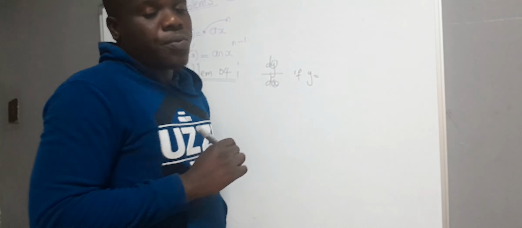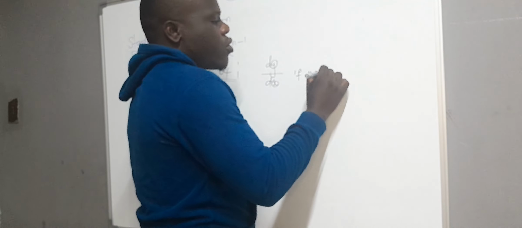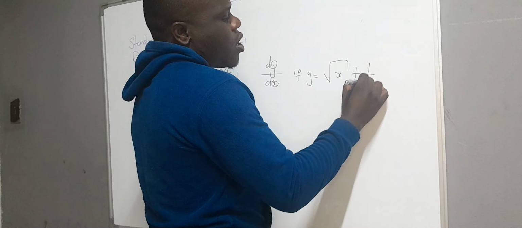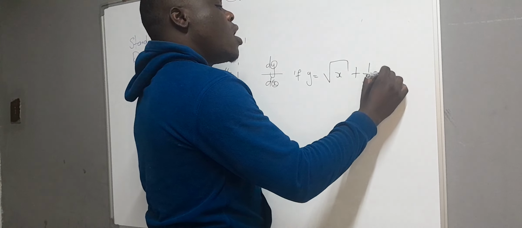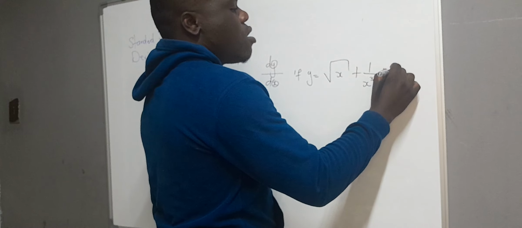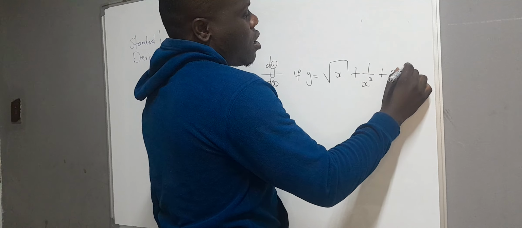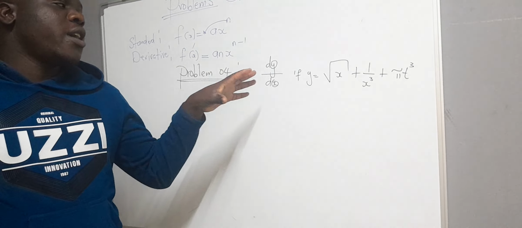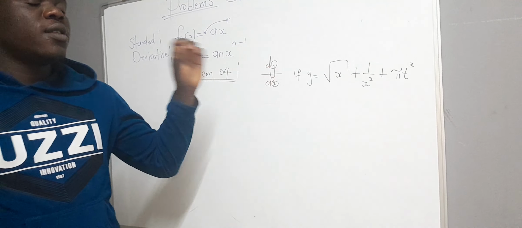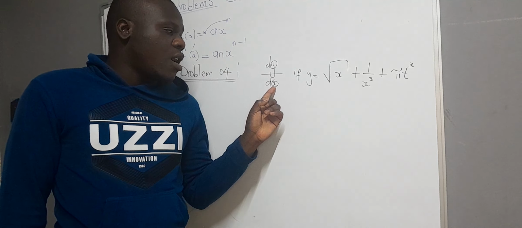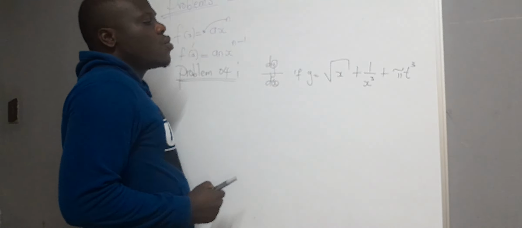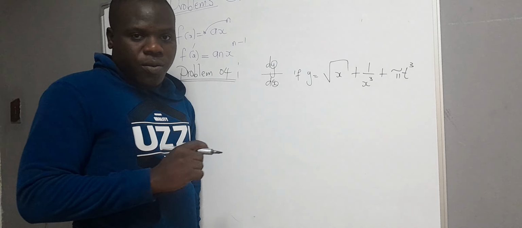Dy over dx if y equals the square root of x plus 1 over x cubed plus pi t cube as well. So what are they saying here? Make sure that y is the subject of the formula. So whenever you see x, you must derive in respect to x. Here our y already is the subject of the formula.